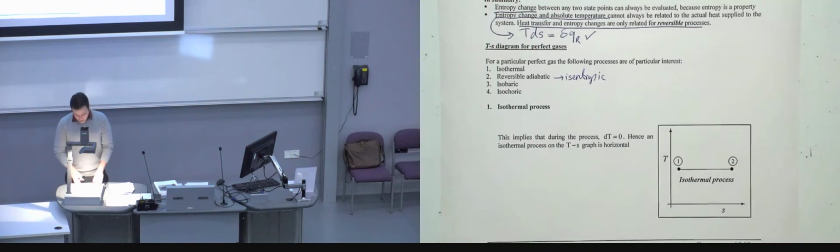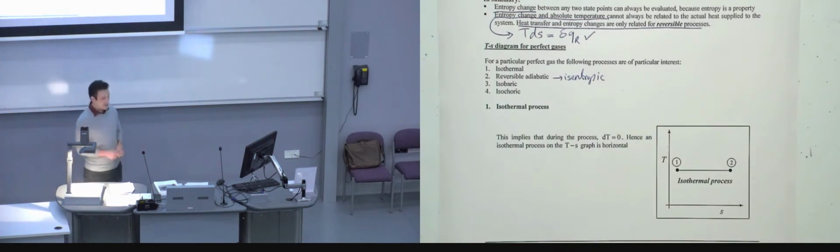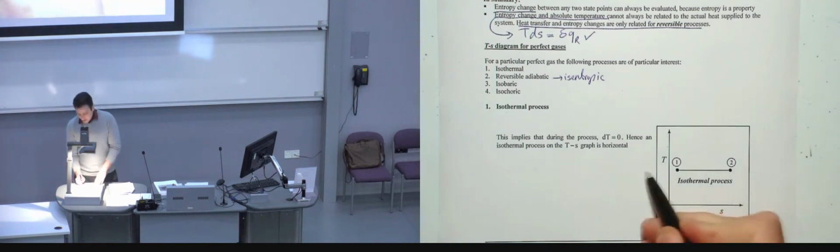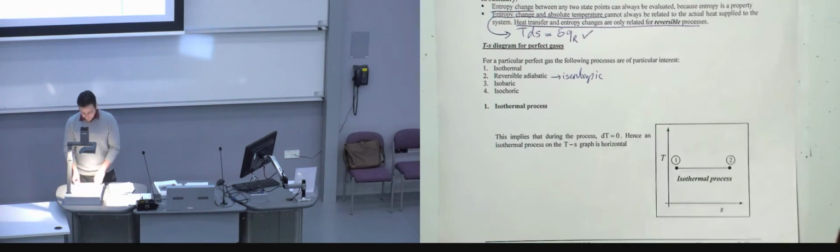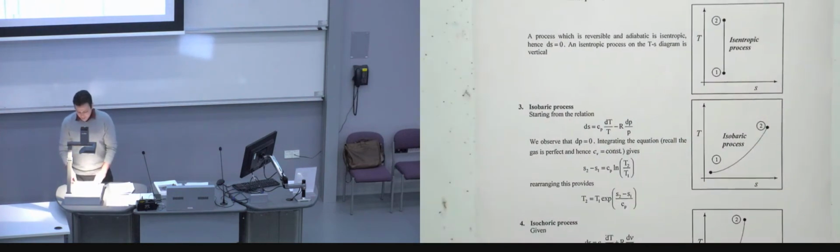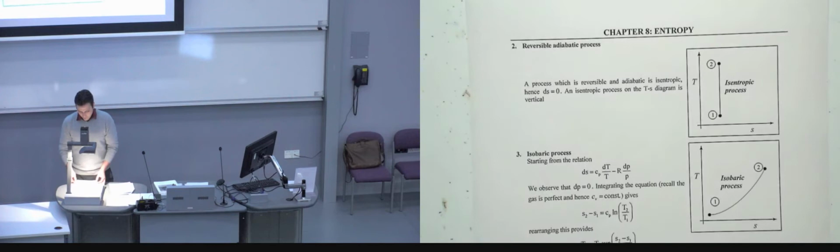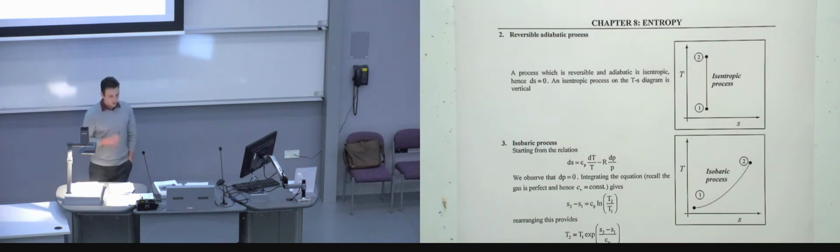So starting with the simple ones, isothermal, of course it means that temperature is not going to change. So as far as the TS diagram is concerned, it's just going to be a horizontal line and therefore no change in temperature. In terms of reversible adiabatic, or what we know as isentropic, again, it's going to be a vertical line, as I mentioned, because entropy is going to be constant.